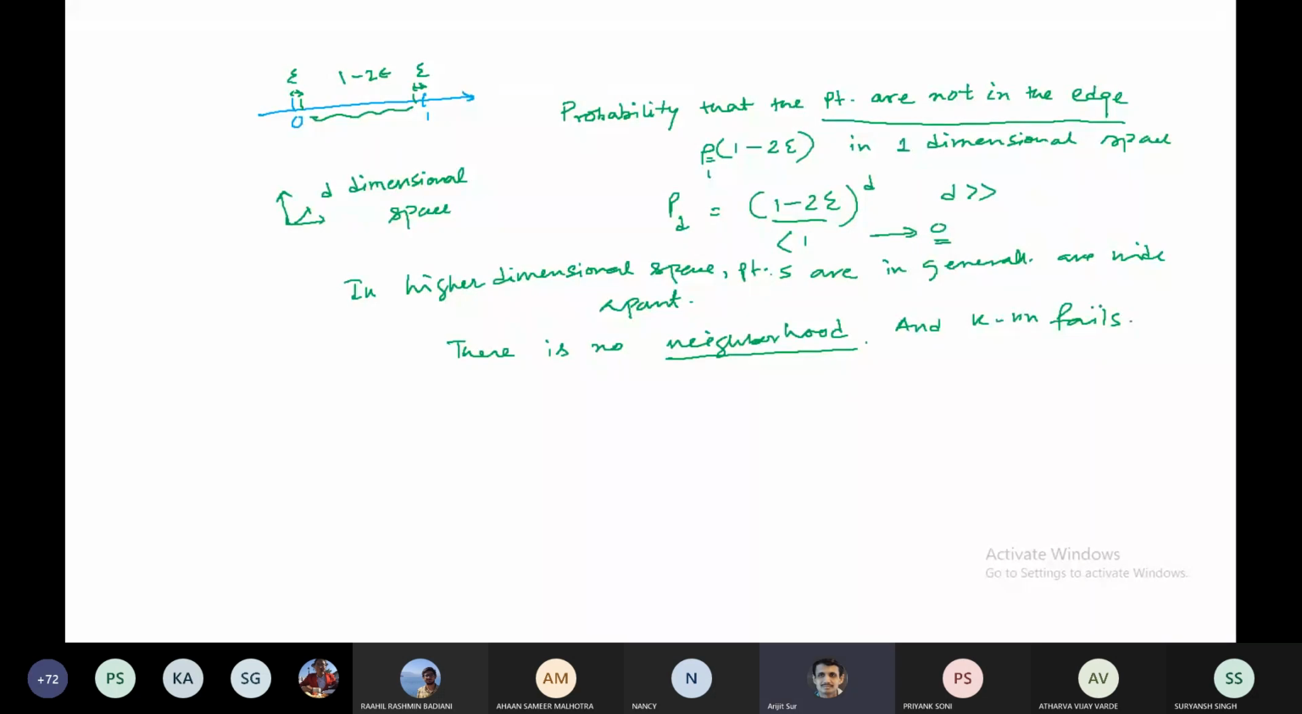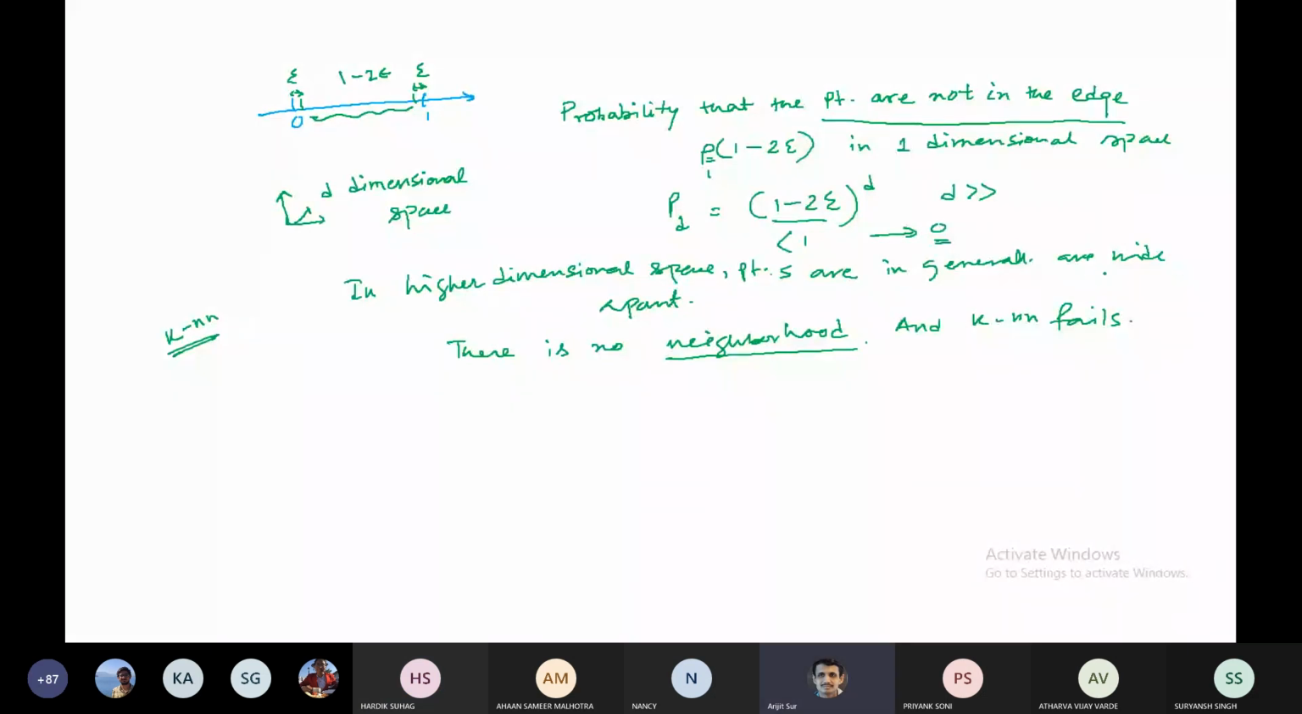Now, is there any countermeasure for the case of KNN? Anybody? Could you repeat the question again? So you understand what I'm trying to say here?